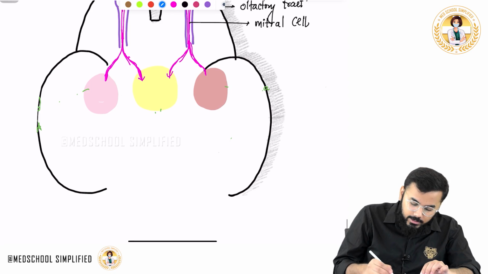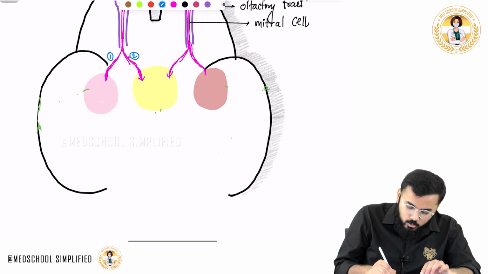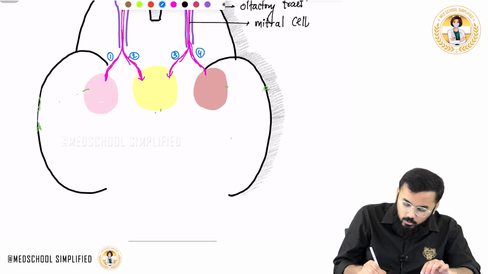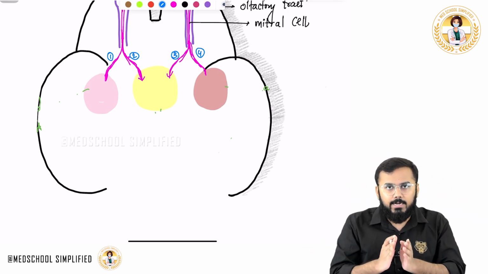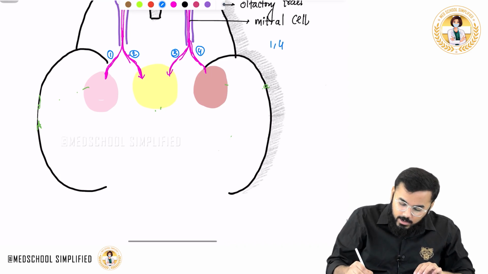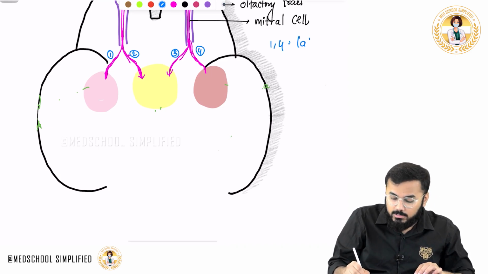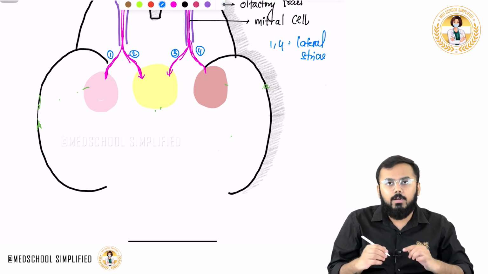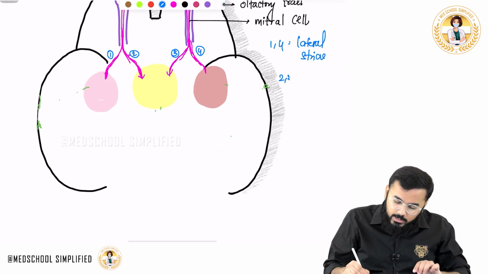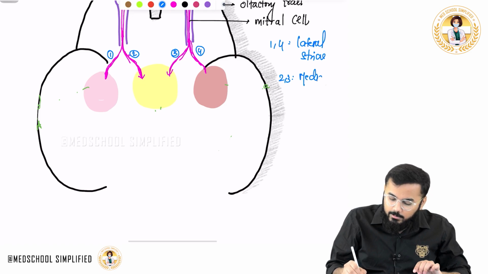See, let me write it as 1, 2, 3 and 4. Now, look, out of these 4, which are laterally located, which are medially located. See, 1 and 4 are laterally located, so these are called lateral striae. That's what I told you, right? They divide into lateral and medial striae. 2 and 3 are medially located, so you call them medial striae.